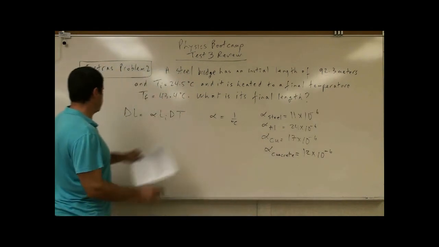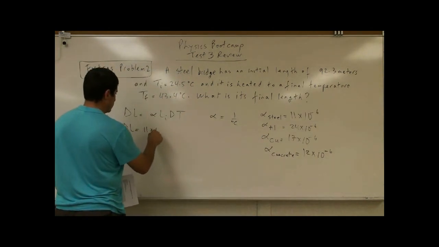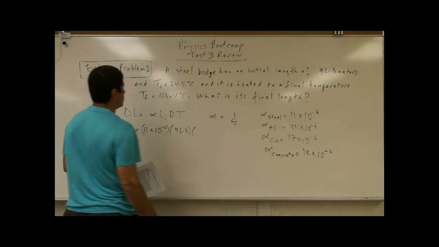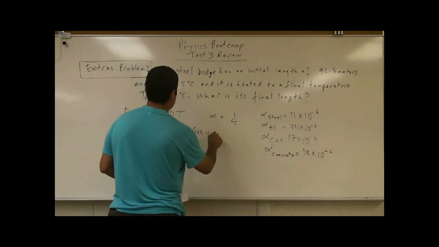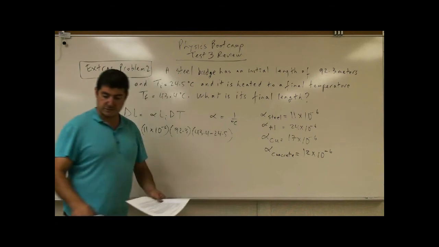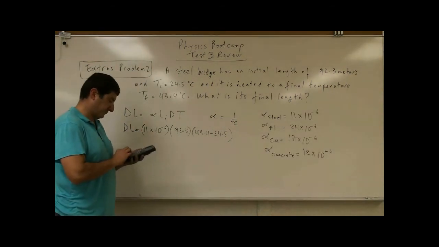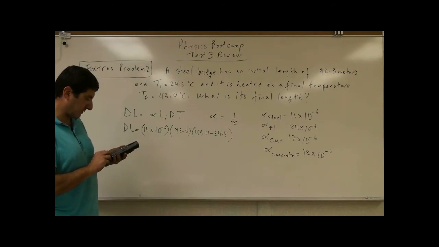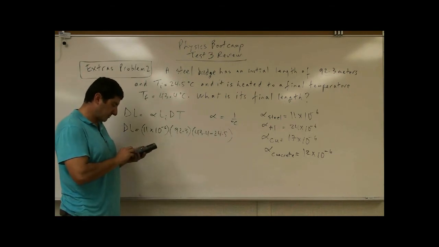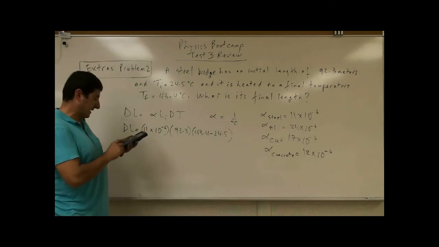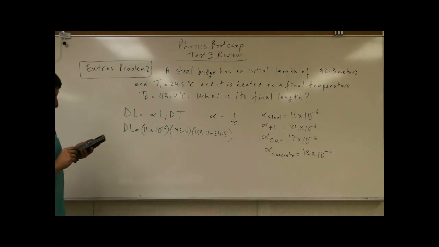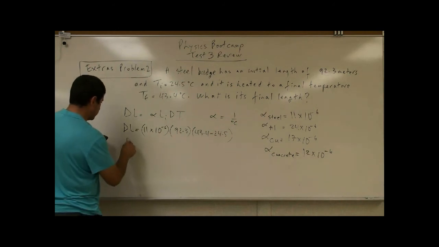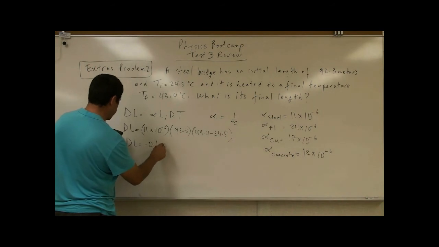Okay? So let's use the steel's alpha. The initial length is 92.3 meters. The change in temperature, 43.4 minus 24.5. Okay, so we subtract this. 43.4 minus 24.5 multiplied by 92.3 multiplied by 11 times 10 to the power negative 6. So we'll get a change in length is equal to 0.019 meters.